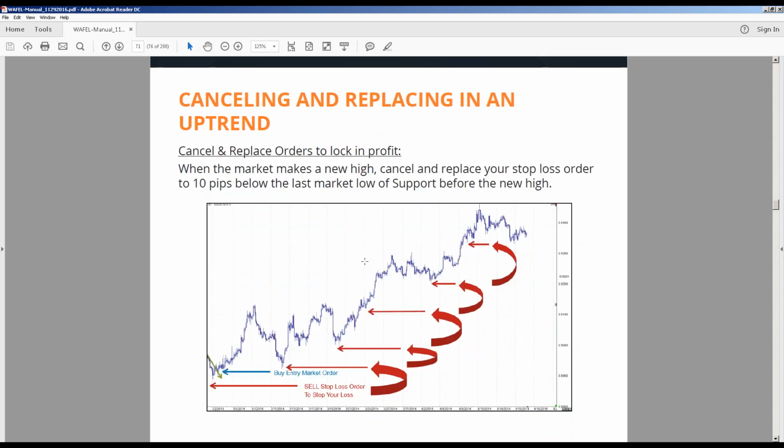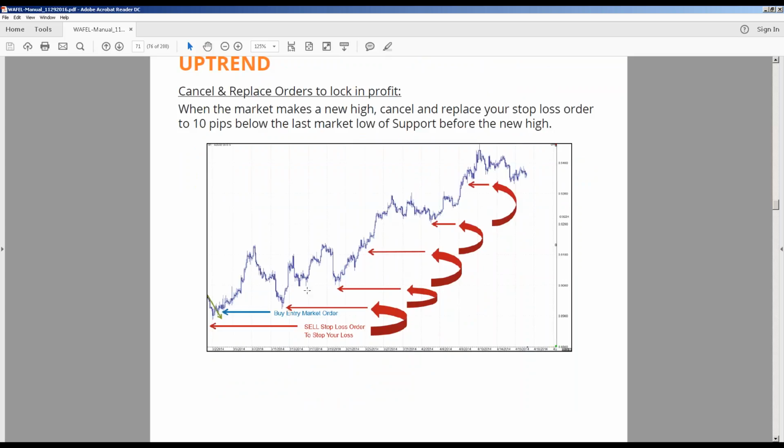Right, cancelling and replacing in an uptrend. Cancel and replace orders to lock in profit. When the market makes a new high, cancel and replace your stop loss order to 10 pips below the last market low of support before the new high. So there we have a buy order. My stop is below the buy order. Then the market moves up and makes a high.